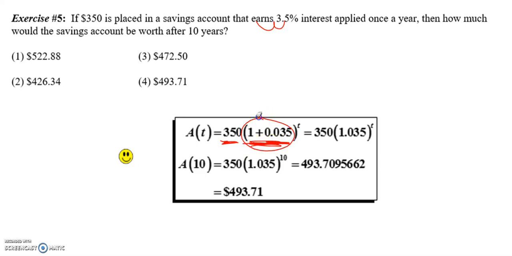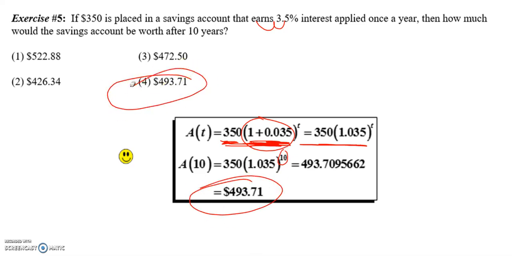You guys are just doing that on your own. You don't really have to write that. If you jump straight to here, that's fine. And then you plug in the 10 for the years that we wanted and came up with that 493.71. There we go. And I think that is it.